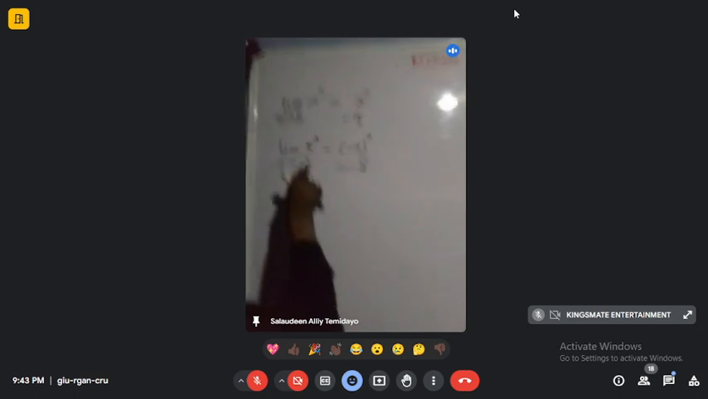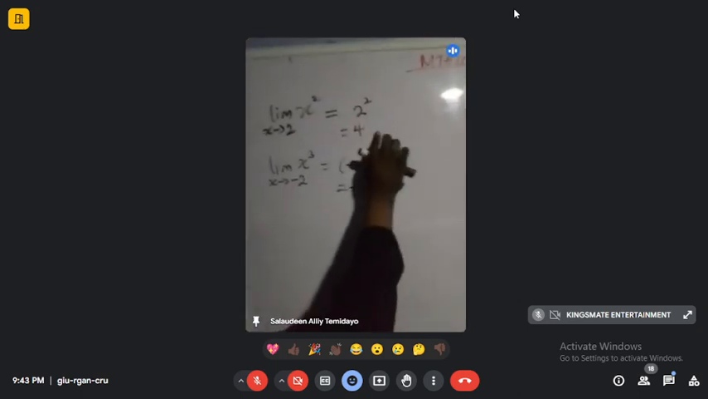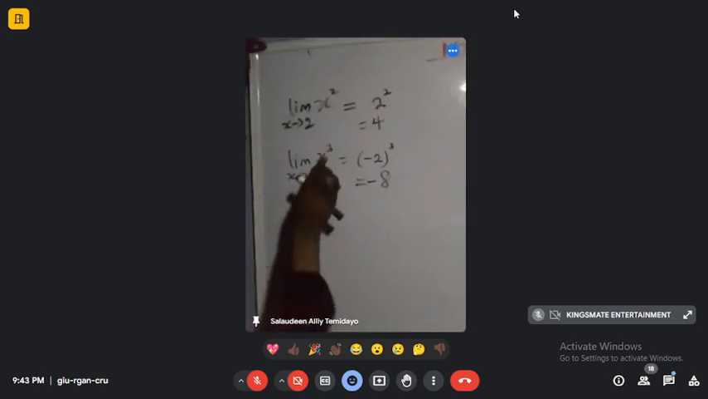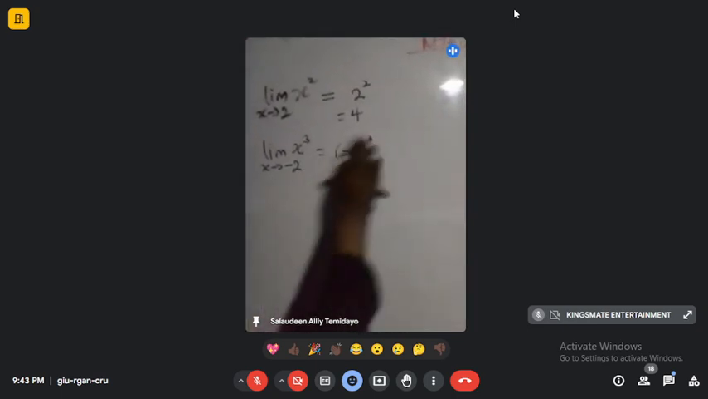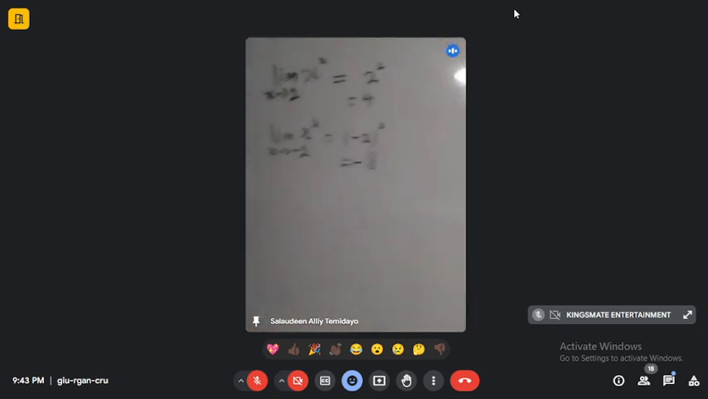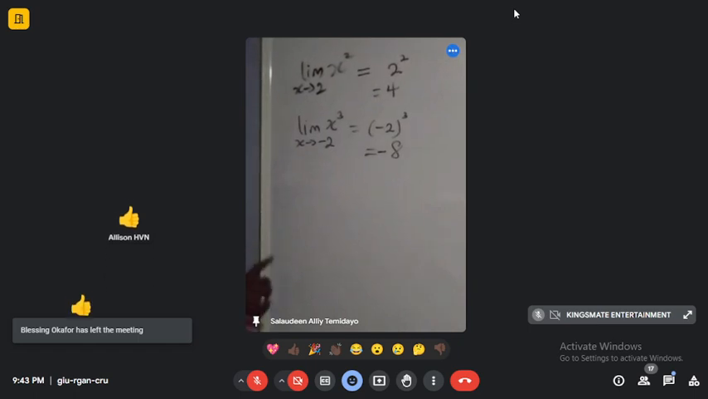So replace x by minus 2. The same thing we did here. Replace x by 2, that gives me 2 squared, which is 4. Here, replace x by minus 2. So minus 2 raised to the power of 3, that's minus 2 cubed, which gives me minus 8. You can punch your calculator and press it. That's minus 8.